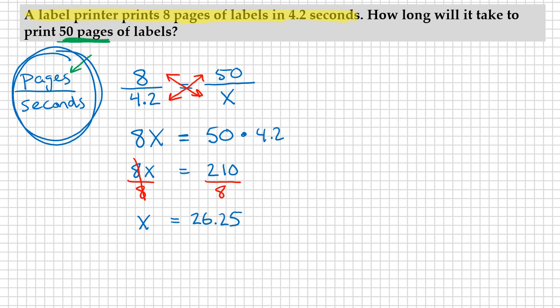26.25. The question doesn't say anything about rounding. And in this case, we don't have to round. The decimal stops after 2 places. It doesn't go on forever, so we don't need to cut it off. So there's our answer to the equation, 26.25.